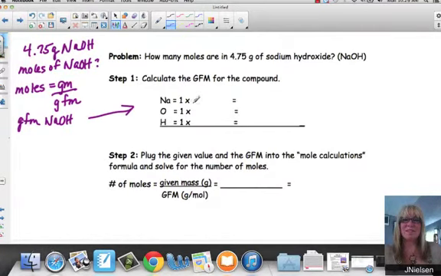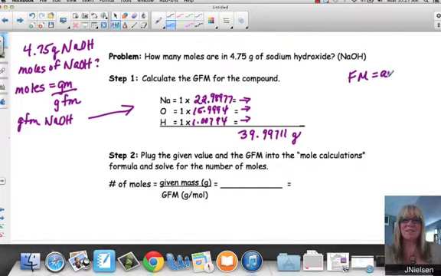So I have 1 sodium with a mass of 22.98977. I have 1 oxygen with a mass of 15.9994. And I have 1 hydrogen with a mass of 1.00794. So those would just come over here. I'm not going to rewrite them because there's only 1 of each. And then I'm going to sum those, and I get 39.99711. And that would be grams, because they want the GFM. Remember, formula mass is in AMUs, and GFM is in grams.